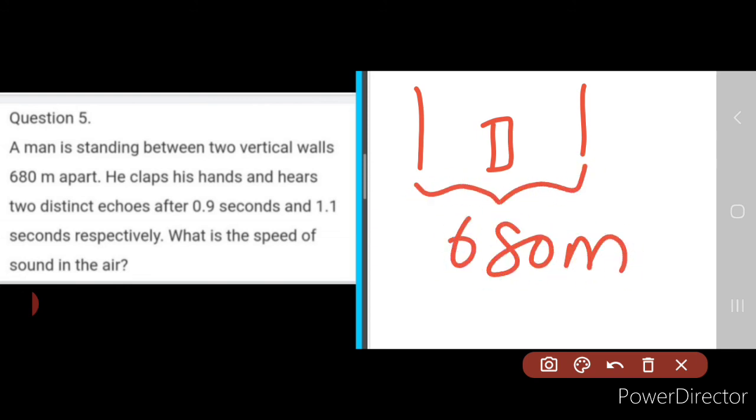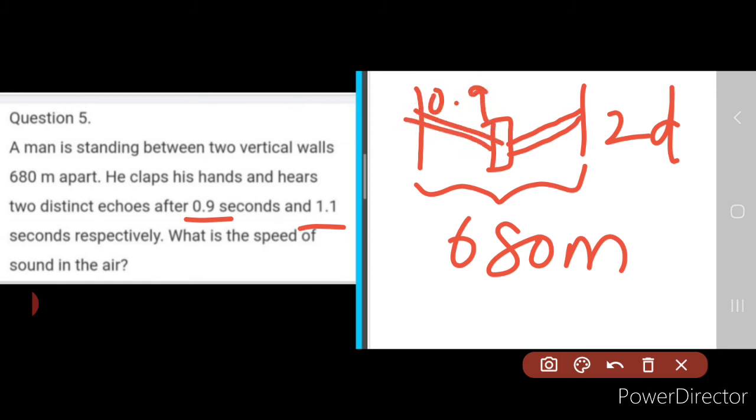680 meters, right? So the sound has to touch the wall and again it has to come back. So here the distance is taken as 2d. Now here you have two times, isn't it? Because you have two vertical walls, right? Now here it is 0.9, here it is 1.1, right? It is considered. So we have to add these two times.